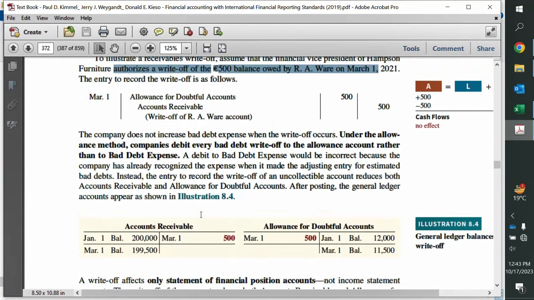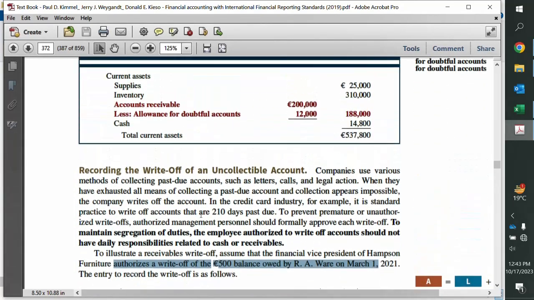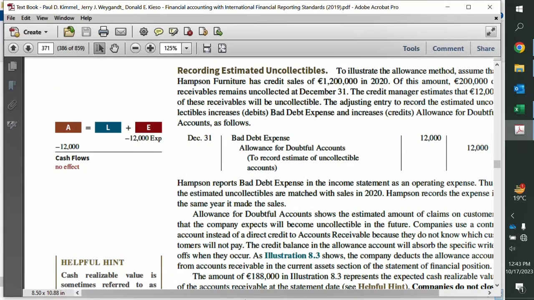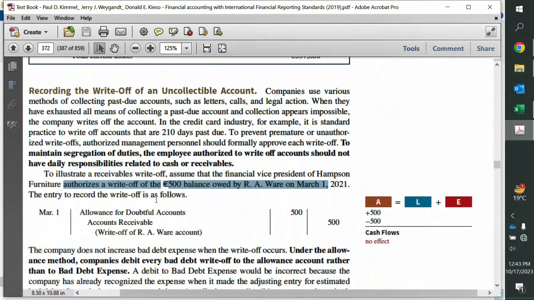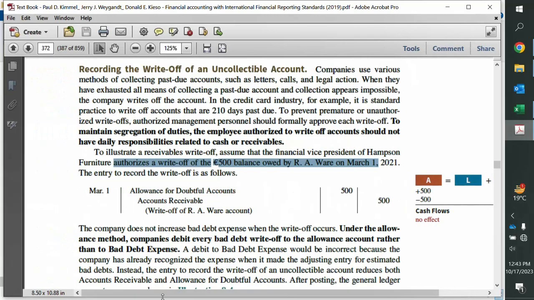So we debited the allowance for bad debts account and we credited the account receivable account. So now, what is the impact of this entry? Think about it. What is the impact of this entry on my income statement? What is the impact of this entry on my balance sheet total? Just think over it. And what is the impact of this write-off of receivable entry on my book value or carrying value of accounts receivable?